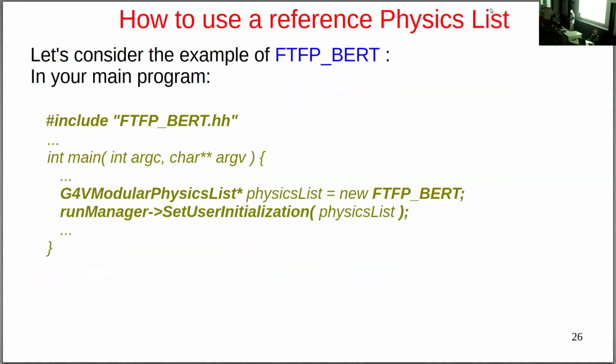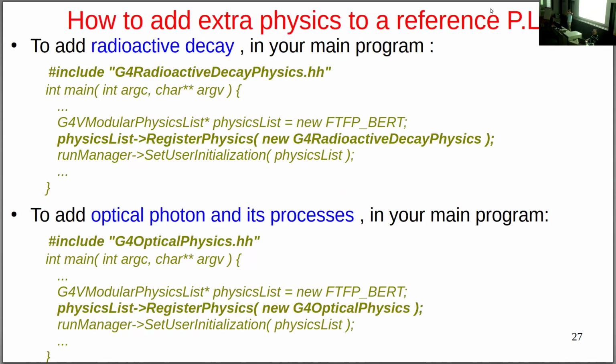How to use a reference physics list? I'll go very quickly. As I said, there will be another lecture. You see, with one line you can specify the physics list. And once you choose a physics list, you have some room for customizing. For instance, you can take FTF-BERT and decide to use radioactive decay physics on top of it. You see, it's one line.